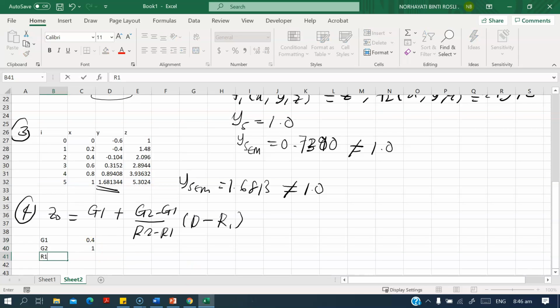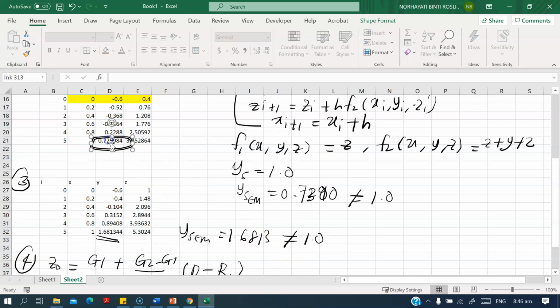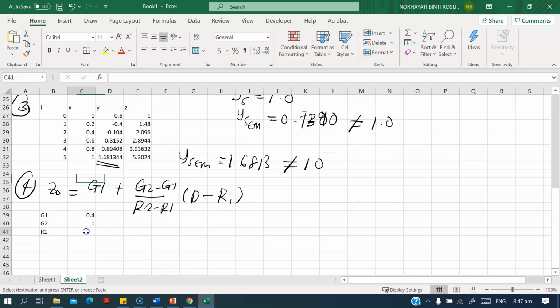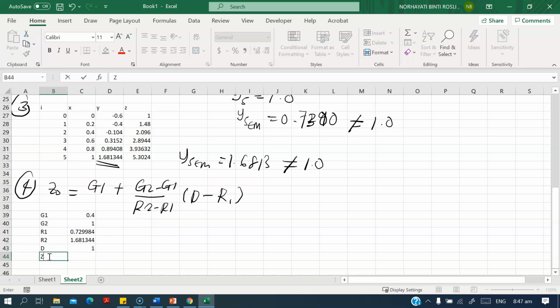And then our R1 is equal to, okay, you can copy this one. This is your R1. So I paste it as a value, not as a formula. And then R2 is equal to this value. We copy this value here and paste it as a number, as a value. And then our desired value is given in the question. We want that value equal to 1.0. It means that when we use this formula, we can compute our actual Z0.